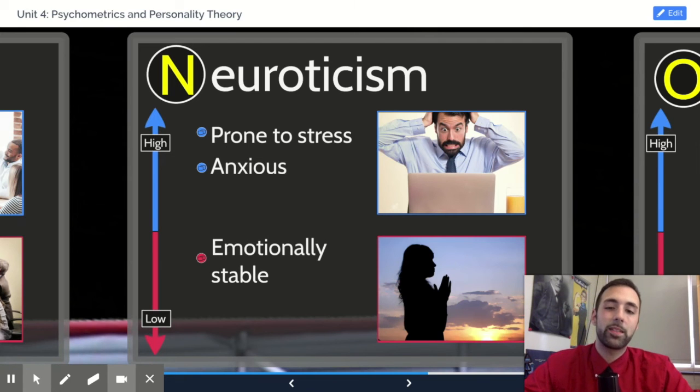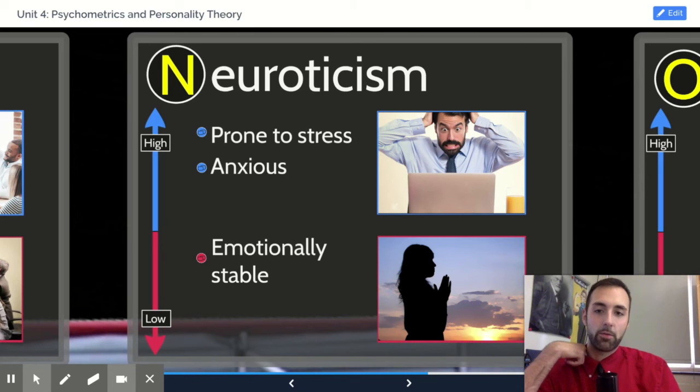The other end of the spectrum is someone who's just a little bit more stable. I don't want to use emotionally stable to make it seem like if you have high neuroticism, that it's the end all be all. But somebody who can see that confusing question on a test, realize that they might get it wrong, but not lose focus.